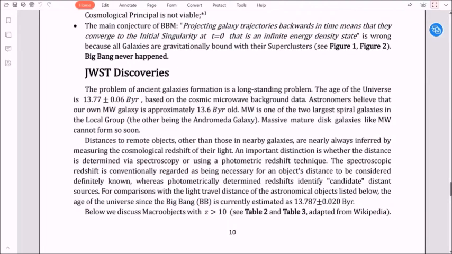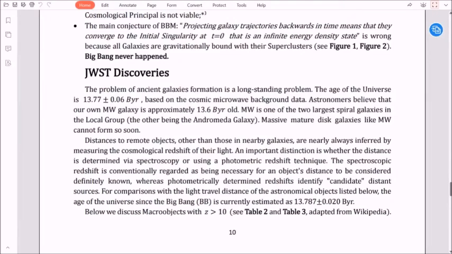Distances to remote objects other than those in nearby galaxies are nearly always inferred by measuring the cosmological redshift of their light. An important distinction is whether the distance is determined by spectroscopy or using a photometric redshift technique. The spectroscopic redshift is conventionally regarded as being necessary for an object distance to be considered definitely known, whereas photometrically determined redshifts identify candidate distant sources.